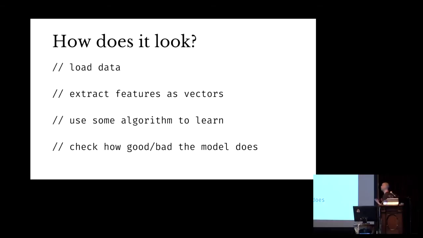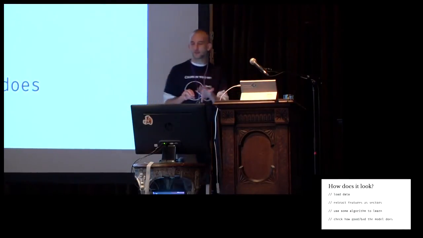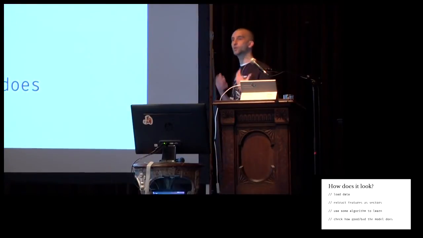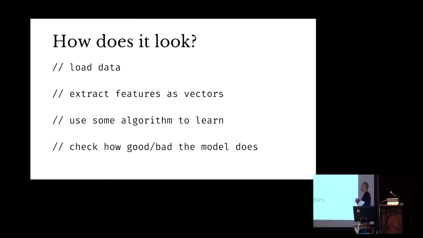First step is I'm going to load data because I need data to make predictions. Then I'm going to extract features. What I described before is that out of the data, I'm going to transform it into numbers. Next step is I'm going to use an algorithm to learn from the data to the output. And finally, I'm going to check how good or bad the model is by looking at another data set and seeing if the predictions are good.